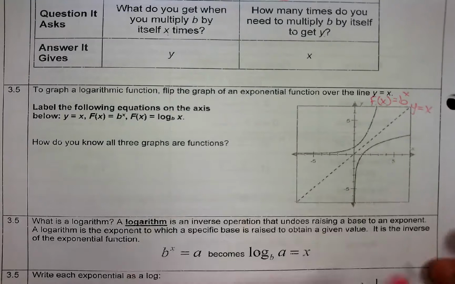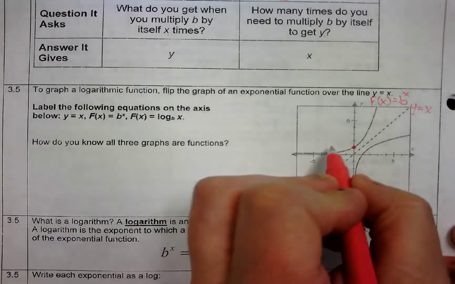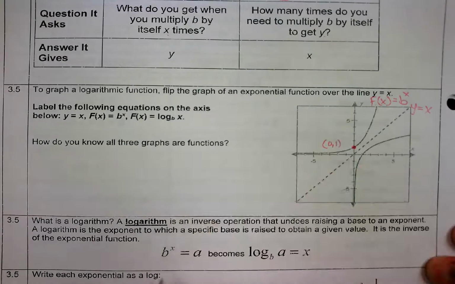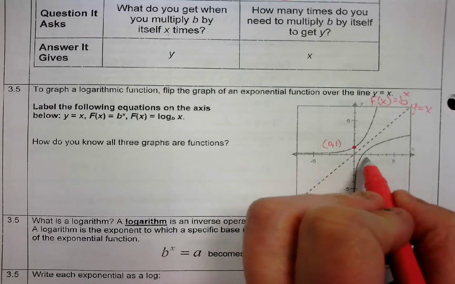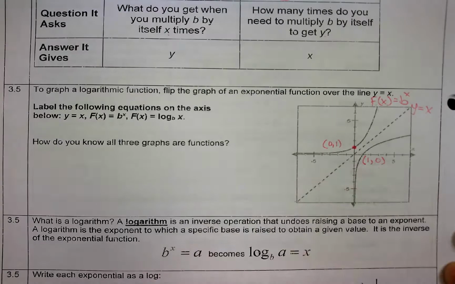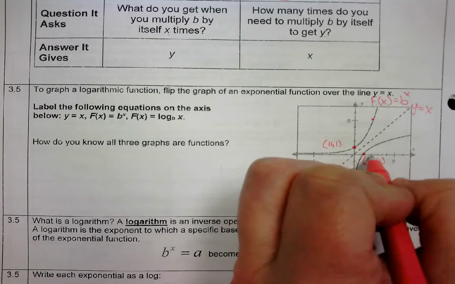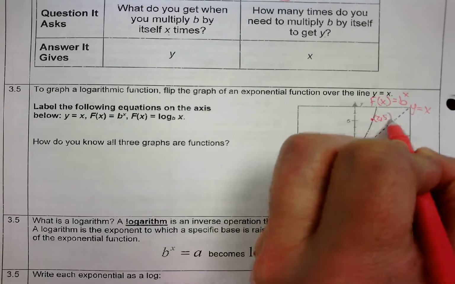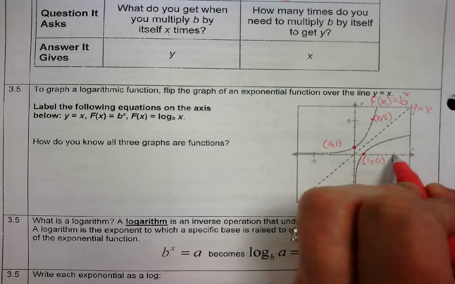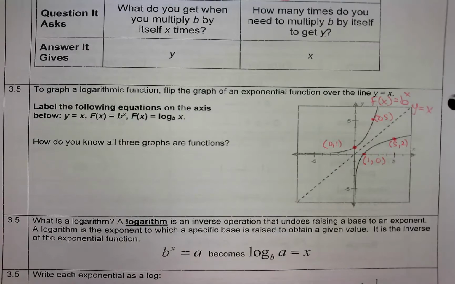Okay? And here, let's see. We have the point 0, 1 here. Remember, when we reflect over the y equals x line, our y and our x values switch places. Here we have the point 1, 0. And we could do that with several more points. This would be approximately 2, 5, so we would graph another point here at 5 and about 2. That's how you would know how to graph this on the other side.